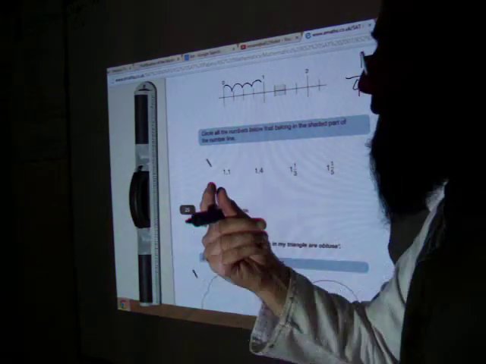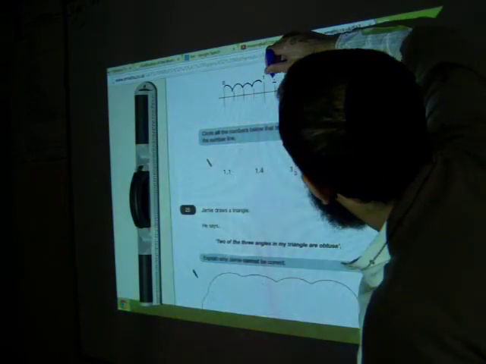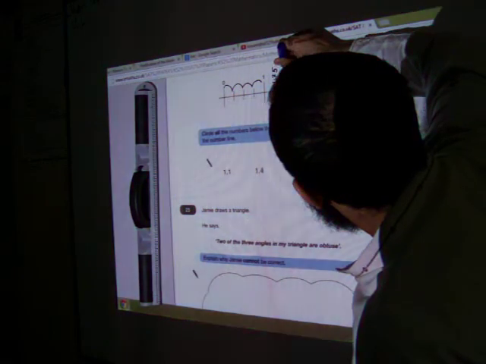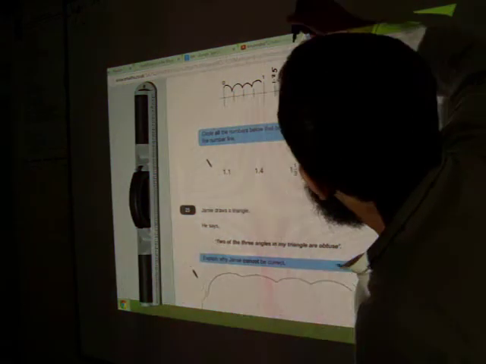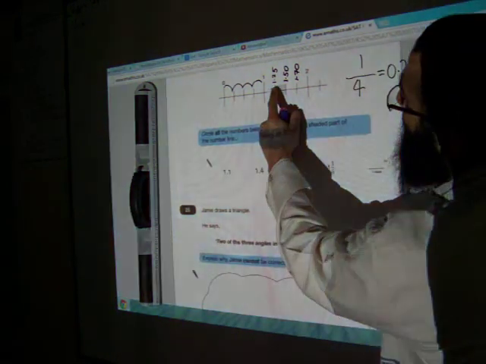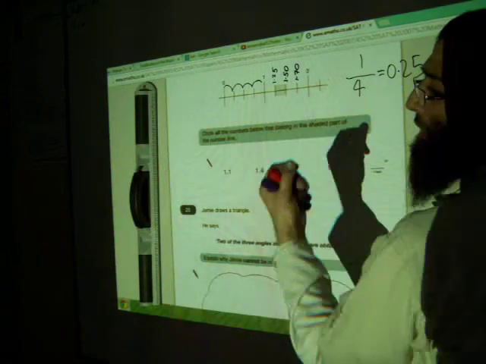0.25. So each jump is worth a quarter. So that's 1.25. And that's going to be 50 and 75. Okay. So we are looking for numbers here that will match between 1 and a quarter and 1 and a half, or 1.25 and 1.5. Hang on a second.